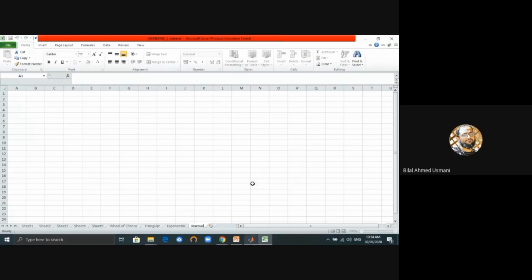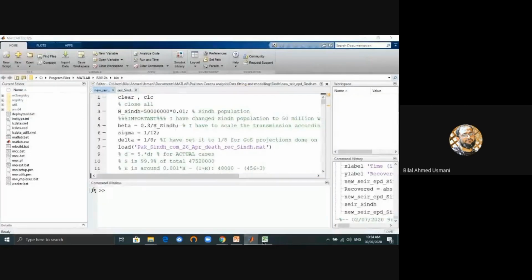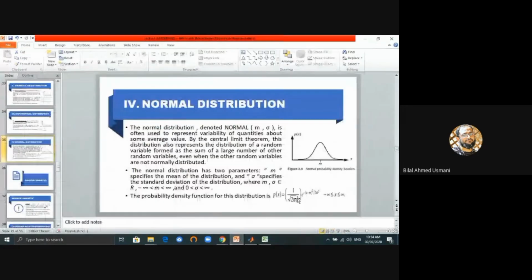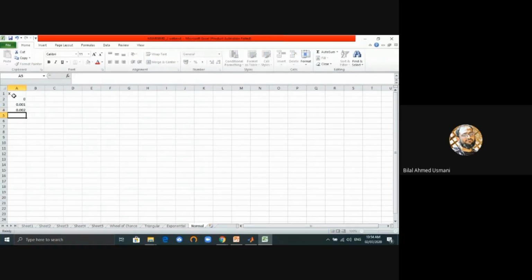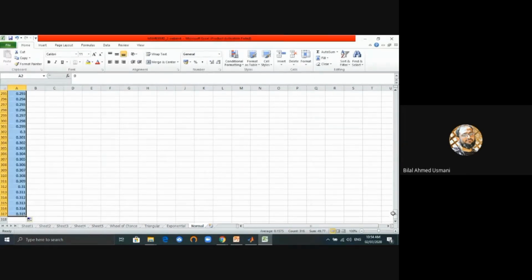So when we are talking about the normal distribution, this is the PDF of a normal distribution. And always remember the domain for the normal distribution. It can't be discrete. 0.001, 0.002. So these can be thought of as the values of x.